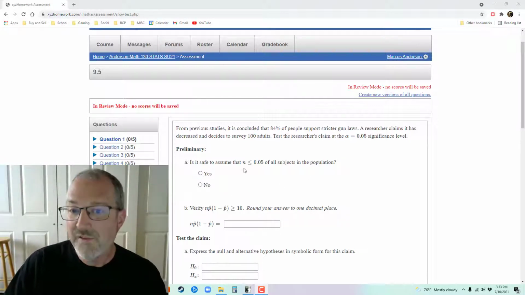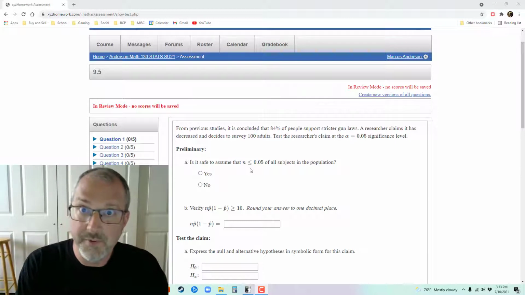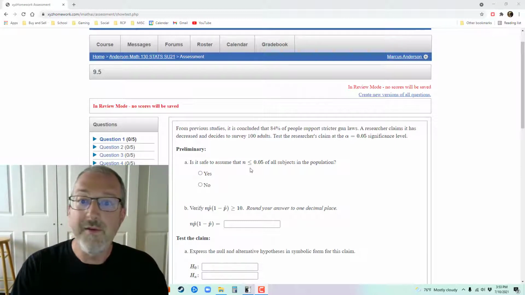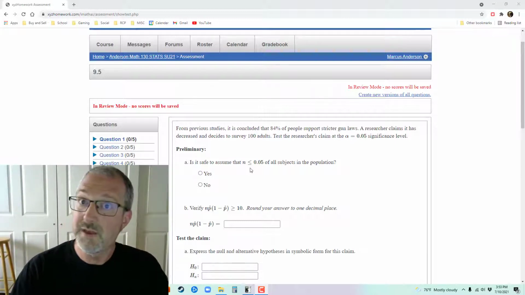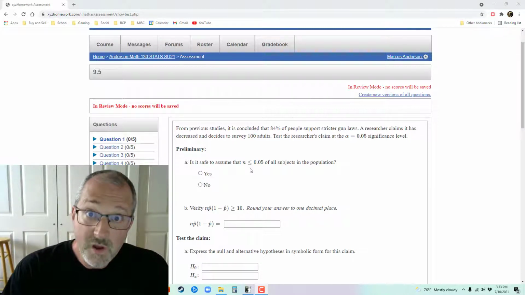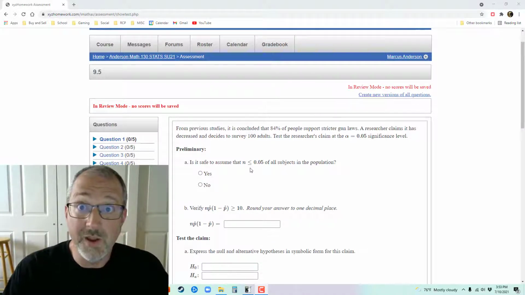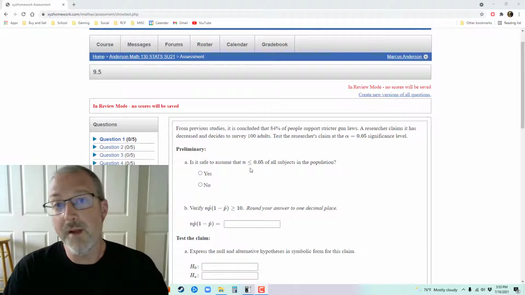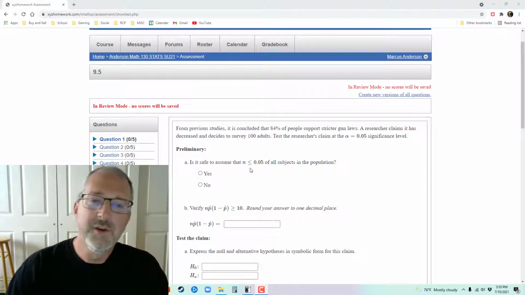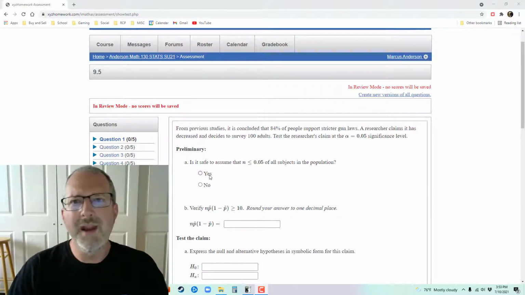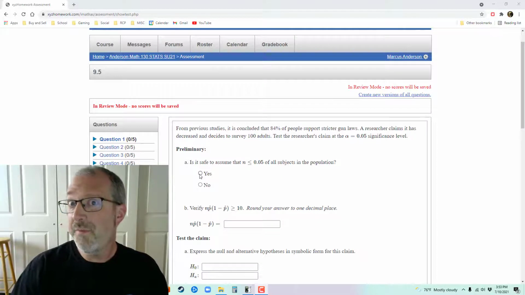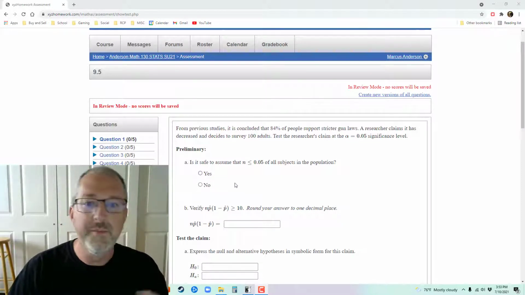When asked, is your N, the people that you're surveying, less than 5% of the subjects in the population? Again, if the answer was no, then we wouldn't be going any further, and that would be a very short problem with a lot of blanks not filled in. Now, I've thought about eliminating that question, but why throw away easy points on a test, right? So click yes and move on.